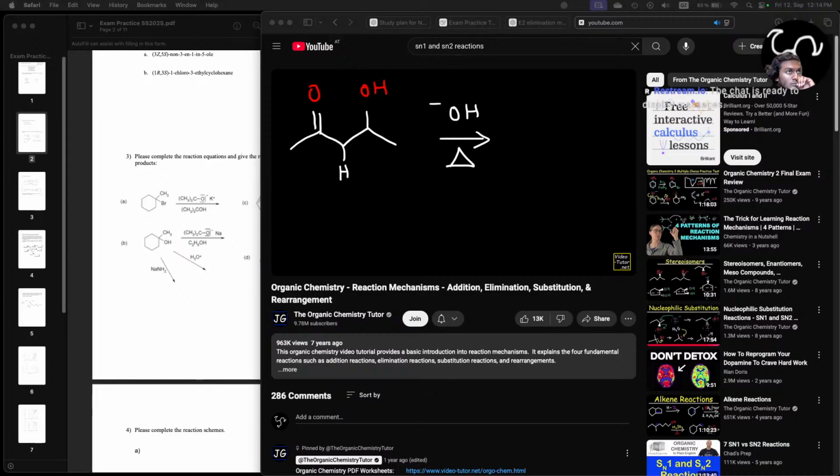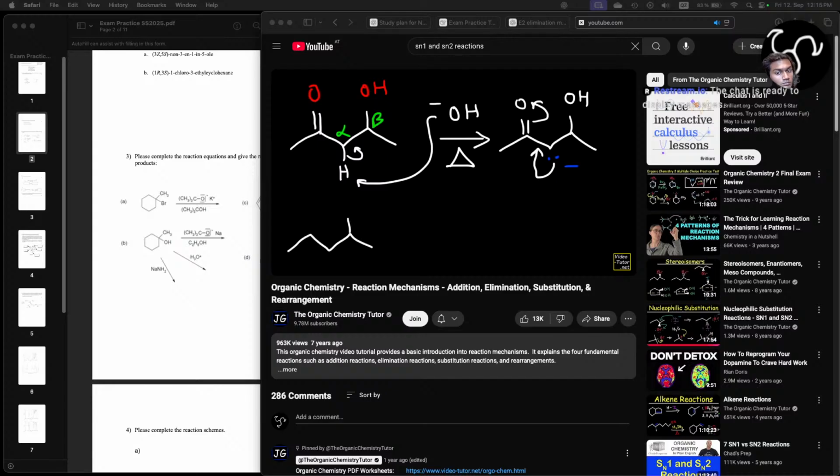Now, the alpha hydrogen is relatively acidic. And the reason for that is because the conjugate base is stabilized by resonance. So in this reaction, the base is going to remove the acidic alpha hydrogen, giving us an enolate ion. So right now we have a carbon with a negative charge on it, but that negative charge is stabilized by resonance. We can take this lone pair, form a pi bond, and push a negative charge on the oxygen. And so this is called an enolate ion.